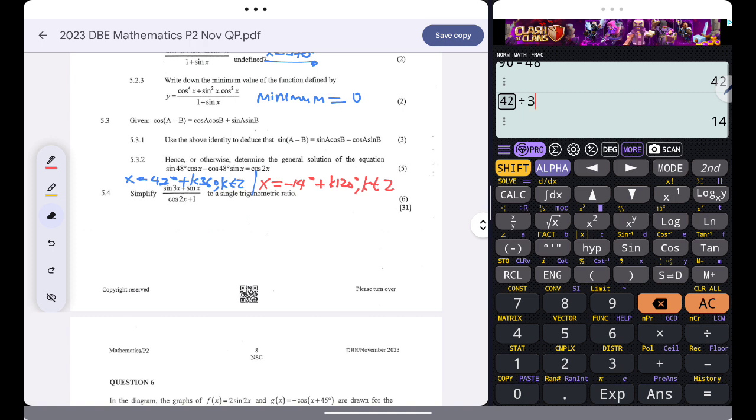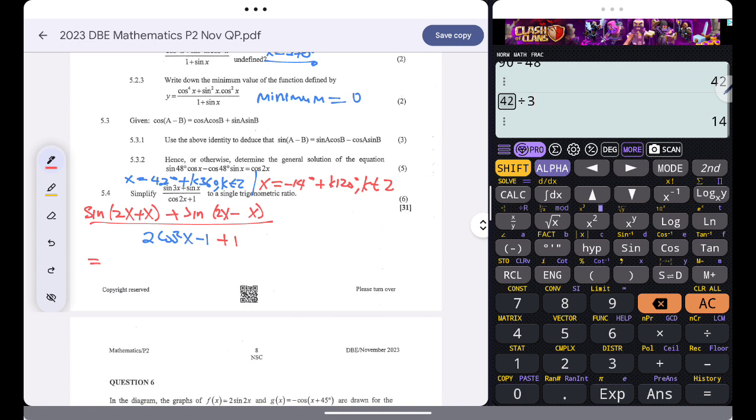Now I'm supposed to simplify the expression into a single trig ratio. The smartest thing to do here is to change 3x into 2x plus x, and then change the x into 2x minus x. At the bottom I will have 2 cos squared x minus 1. I already had a plus 1 there.